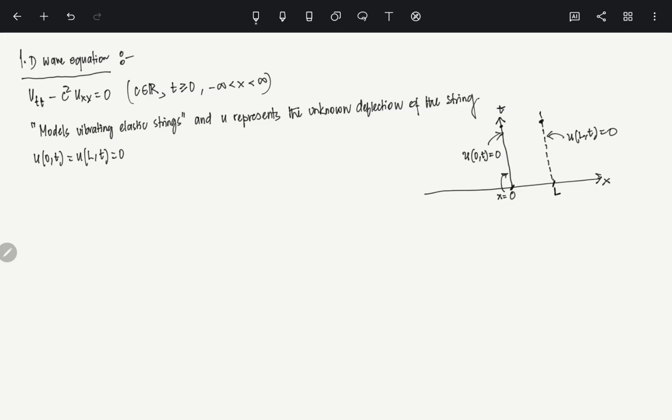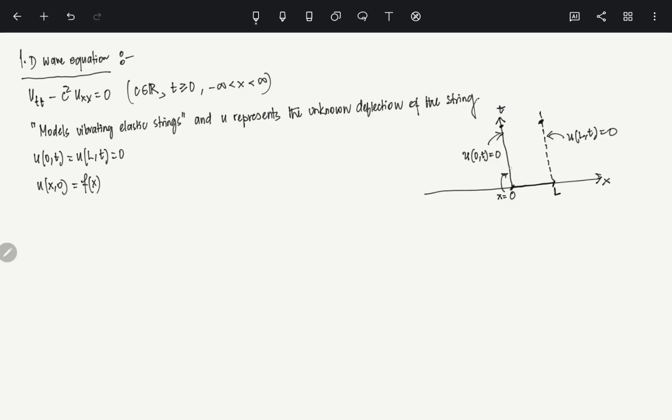Now the initial deflection at time t equals 0, we are going to call f of x. So u at t equals 0 is f of x. Essentially, initially the string is attached at both points, and now you are deflecting it, plucking the string. The deflection is done at time t equals 0. That's our assumption.